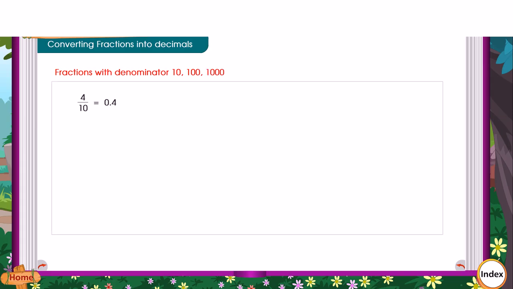Converting fractions into decimals. Fractions with denominator 10, 100, 1000. 4 by 10 is equal to 0.4. 4 by 100 is equal to 0.04. 4 by 1000 is equal to 0.004. 16 by 10 is equal to 1.6. 16 by 100 is equal to 0.16. 16 by 1000 is equal to 0.016.